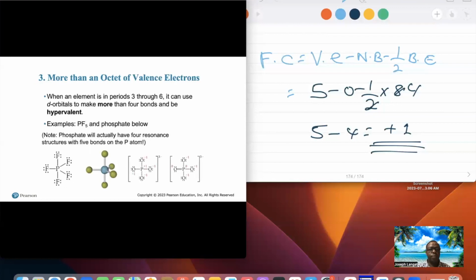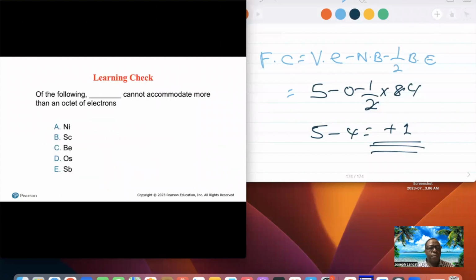And lastly, we have more than 8. Phosphorus is in row 3. If you look at it, 1, 2, 3, 4, 5 times 2, that is 10 electrons. You can wonder why we have that. Because it is expandable, the 3D sublevel. Of the following, which cannot accommodate more than an octet? It's beryllium, it's in row 2. The rest have a D sublevel, which can take up to 10 electrons.